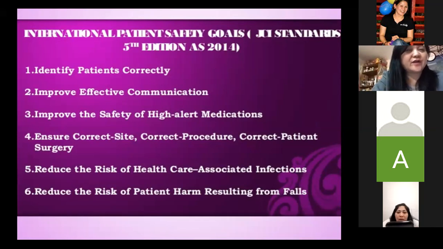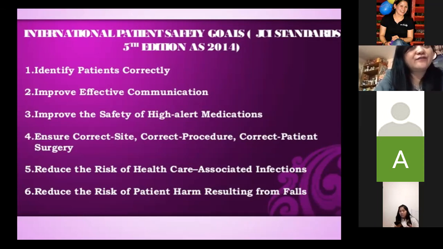as a caregiver, we have so many patients already in the hospital, hindi lang isang pasyente mo. So we have to identify the patient correctly. We have to check if it is the right patient. We have to improve the effective communication. We have to deliver the right communication for the patient, right channel also.